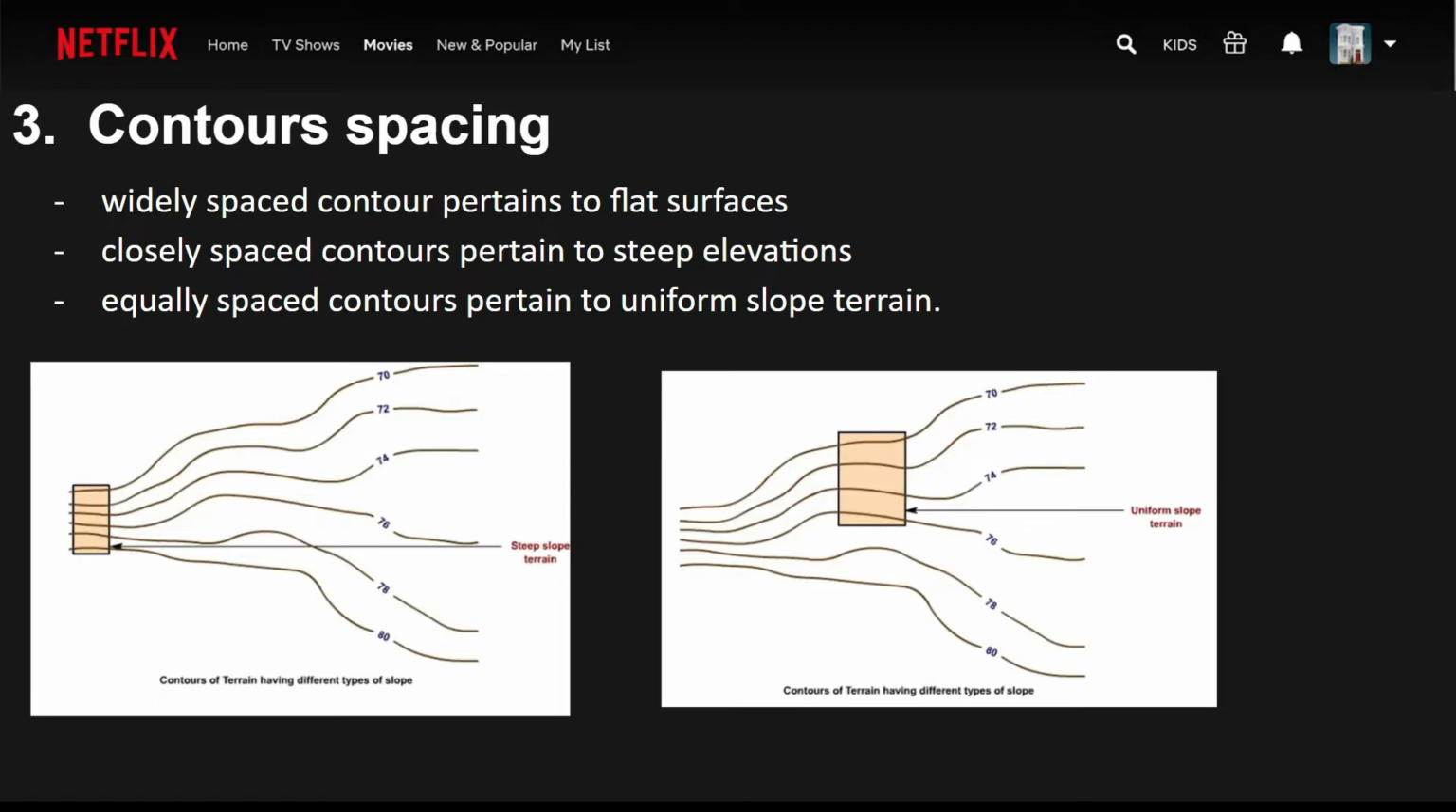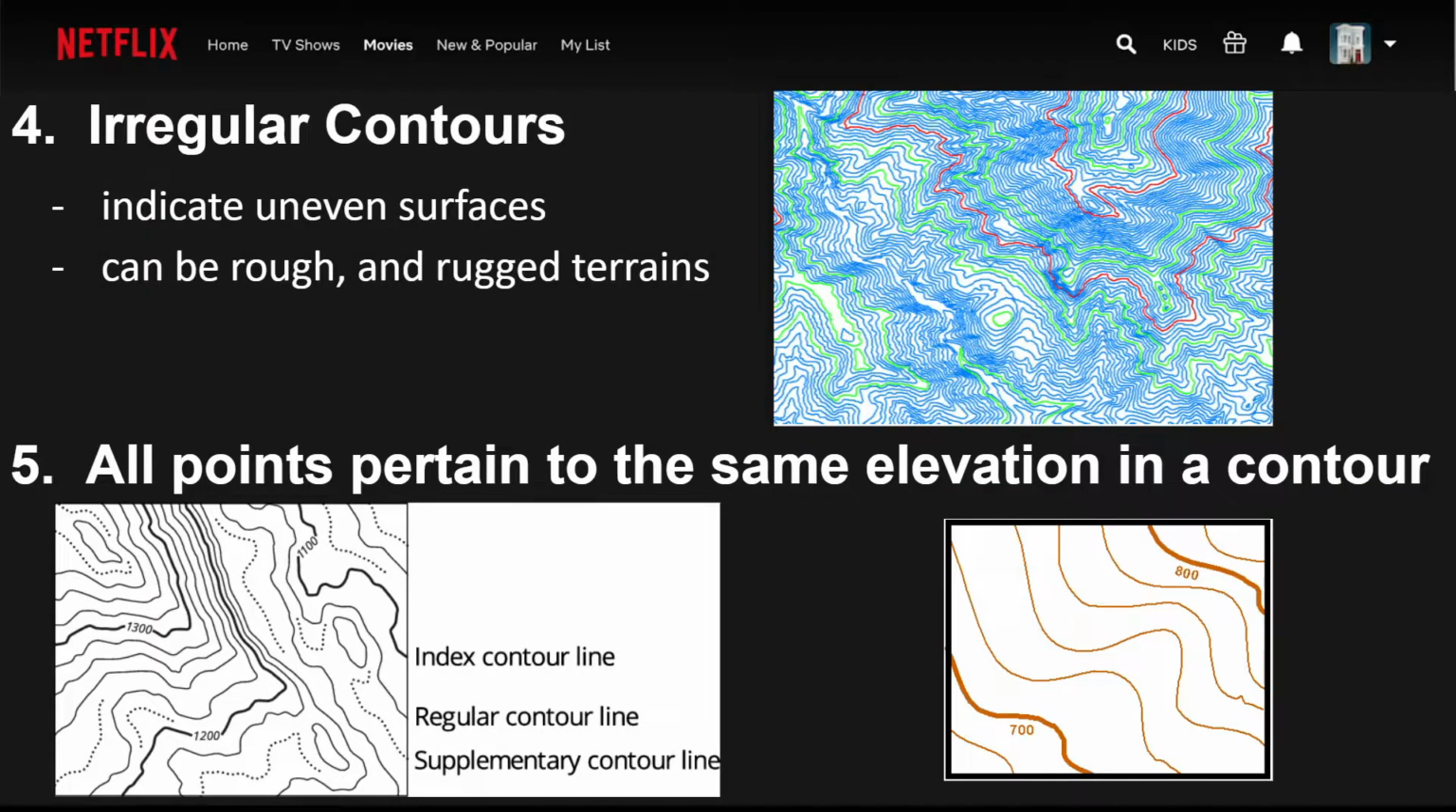Next slide, please. Fourth is irregular contours. It indicates uneven surfaces which can be rough and rugged terrain. Fifth is that all points within the course of a contour pertain to the same elevation. An example of this is the index contour, wherein the number in the index contour pertains to all the elevation in that course or in that index contour.